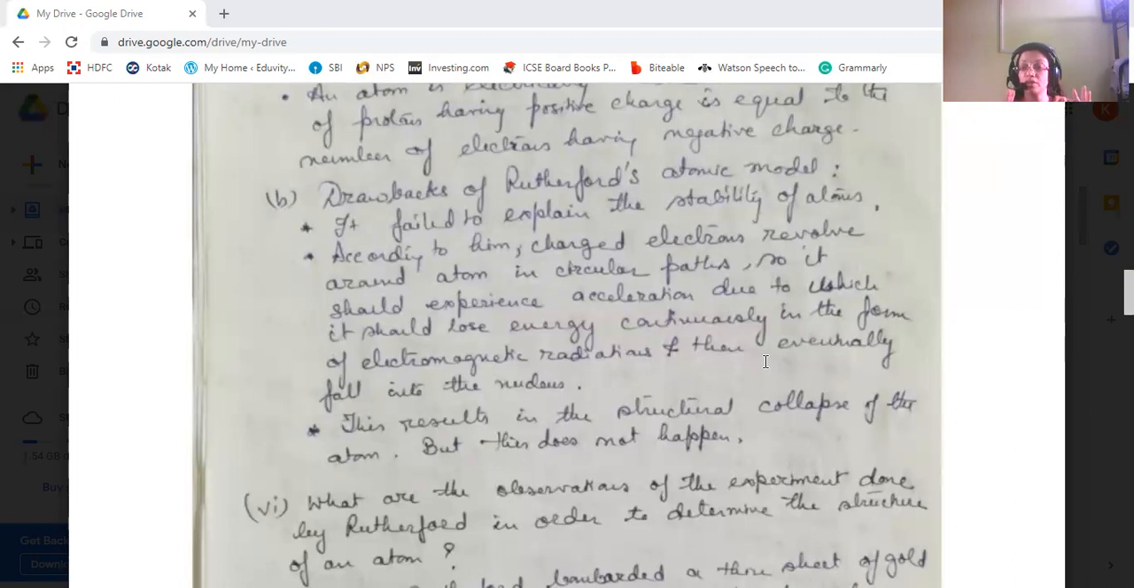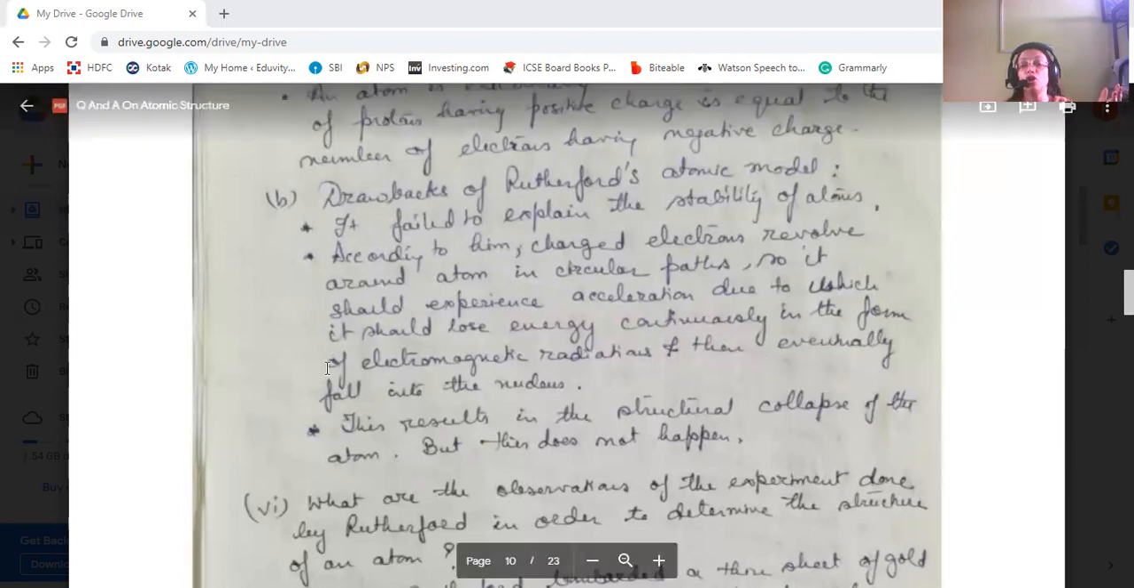What does that result in? This results in the structural collapse of the atom. That is, the atom totally collapses because the electrons would come to the nucleus and fall in. But this does not happen.